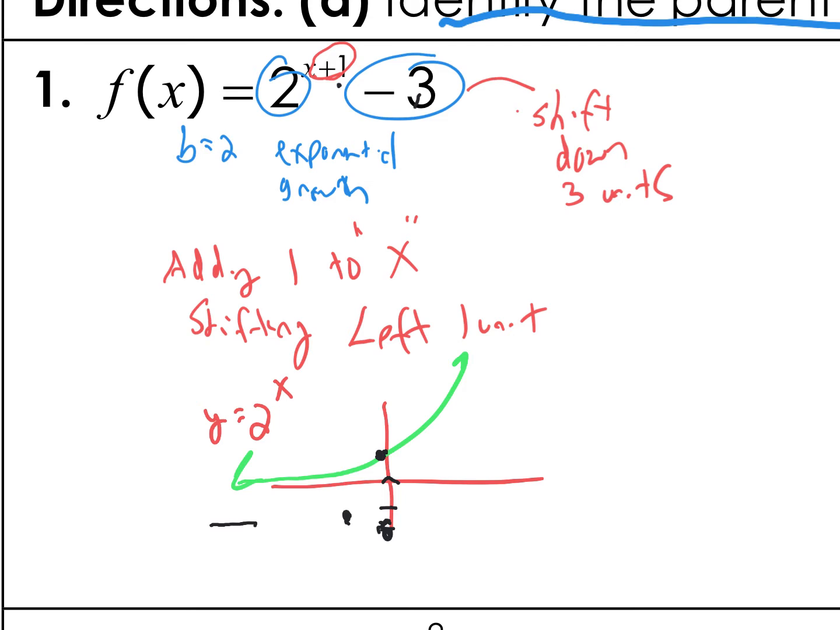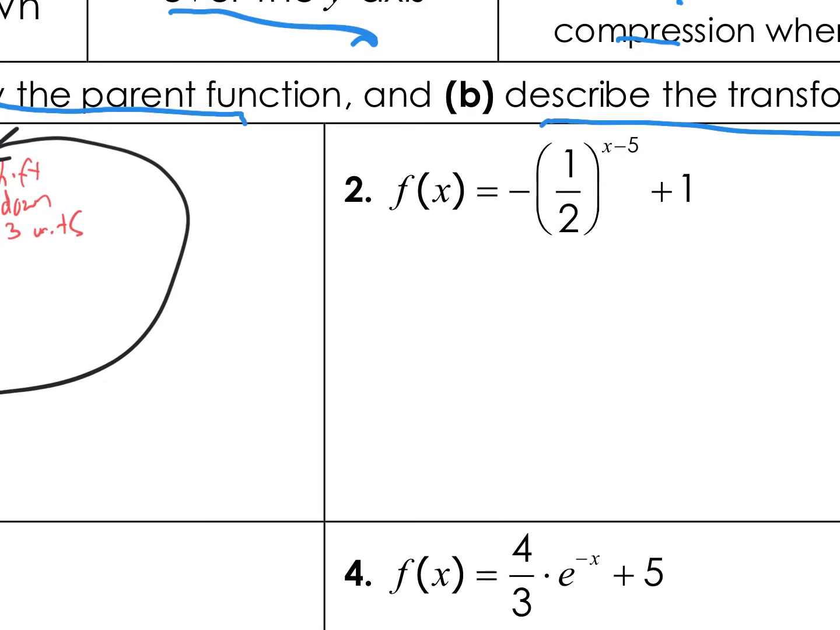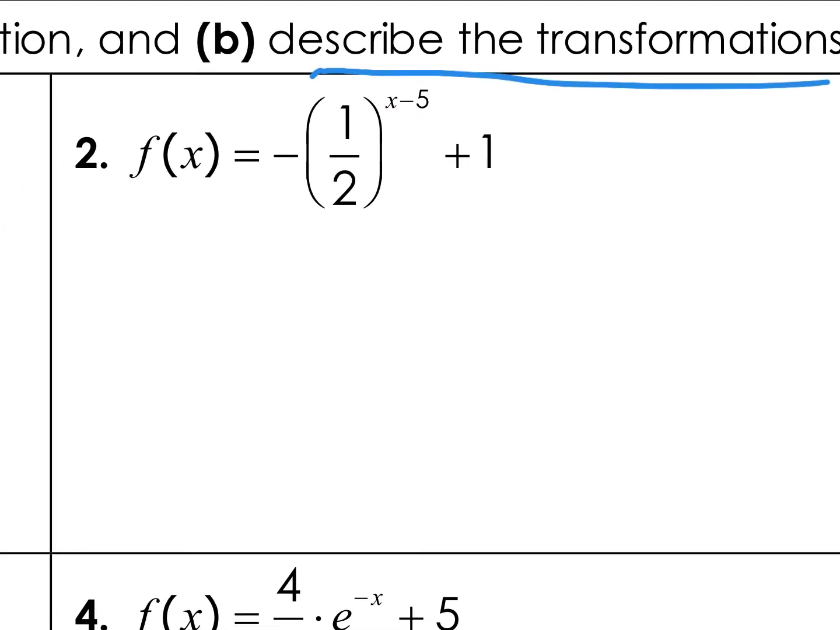I got to make sure what else goes down. It's going to do something like that, because it has to shift left and it has to shift down. So that would be that function here, at least roughly. Okay, he didn't ask us to graph, so I won't graph the rest.